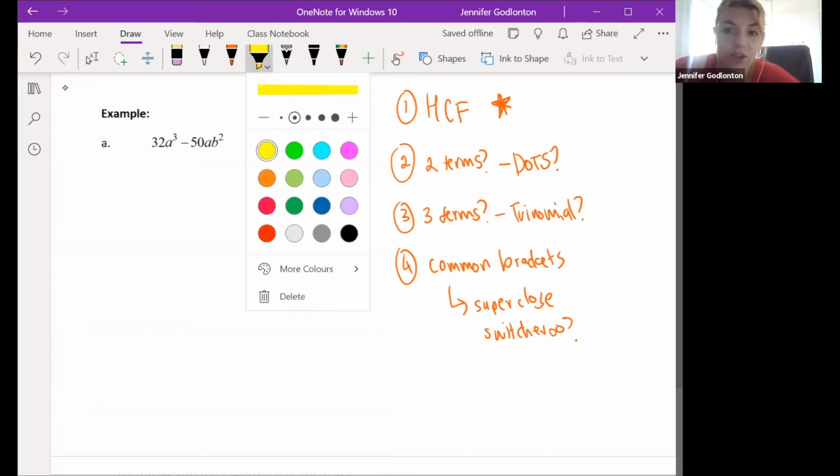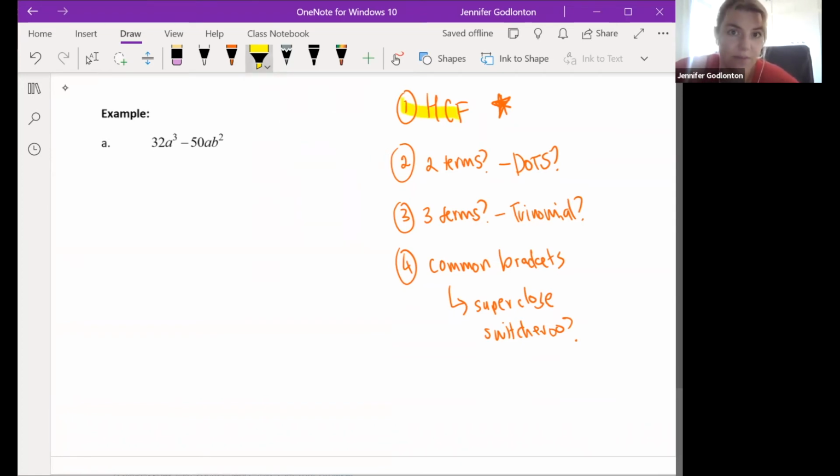Firstly, we've got these two terms and we need to make it one. So we're going to say, can we take out a highest common factor? When we take out a highest common factor, we first look at our numbers. Of those two numbers, I've got 32 and I've got 50. What is the highest common factor of 32 and 50? Don't worry about the variables just yet. What is the highest number that can go into both 32 and 50 without a remainder?